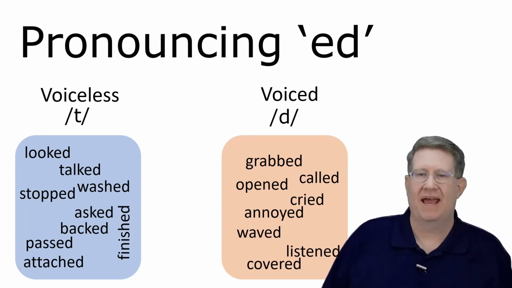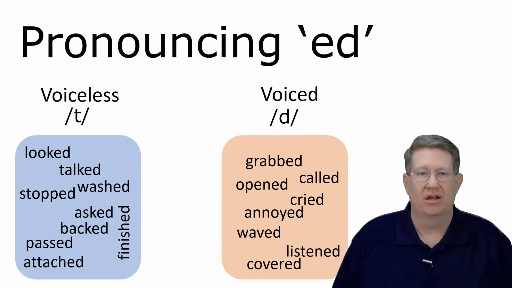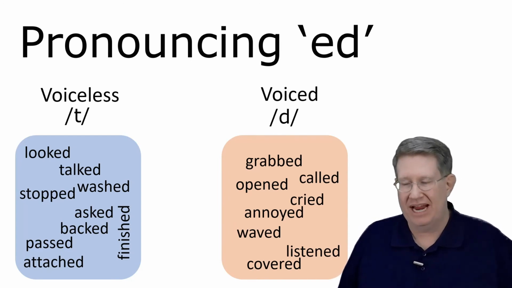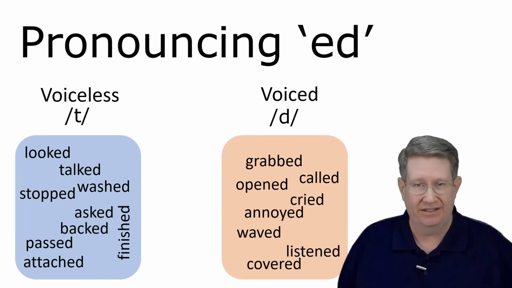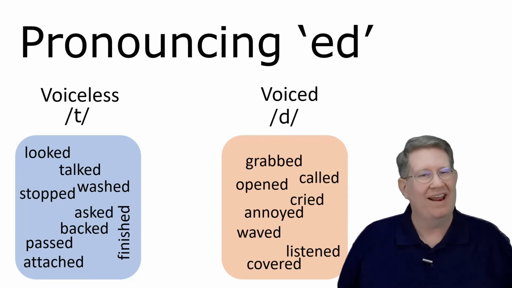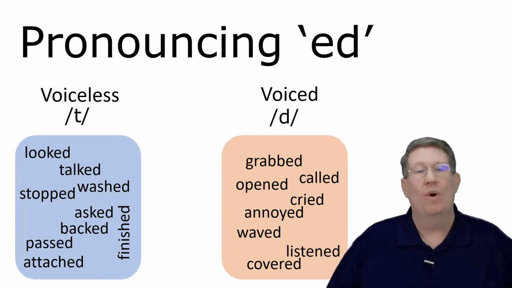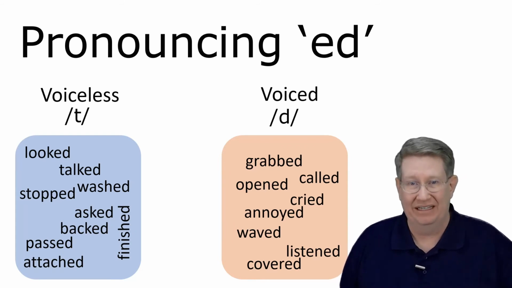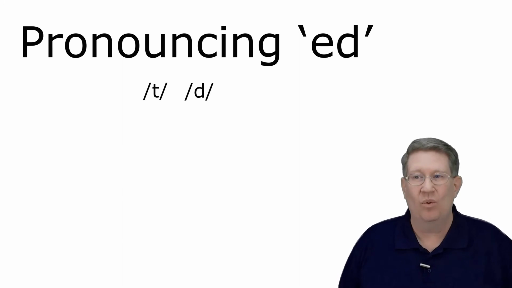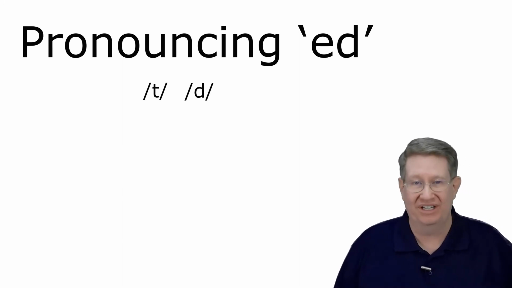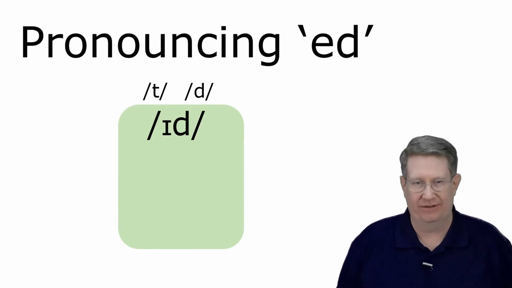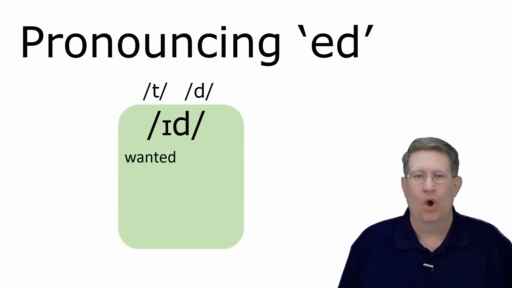Okay, so you can see that a lot of very common words that we hear are going to have a t or a d sound at the end, not an ud sound. But what happens when the last sound of the word is t or d? Well, when the last sound is t or d, that's when we say the ud sound. Let's look at some examples.